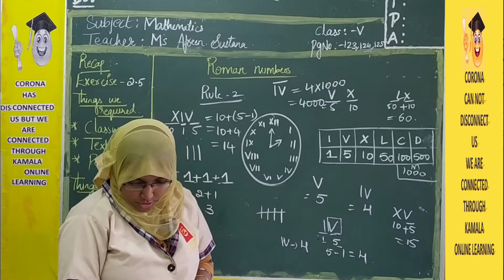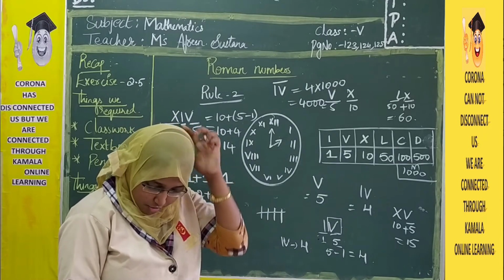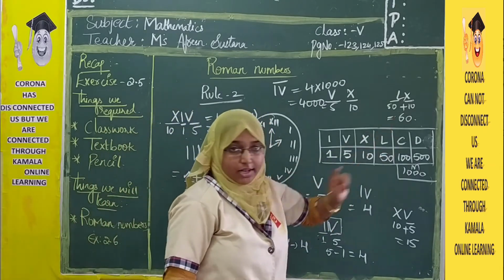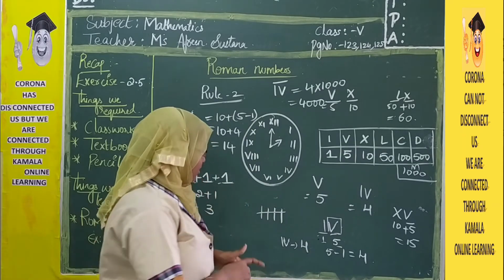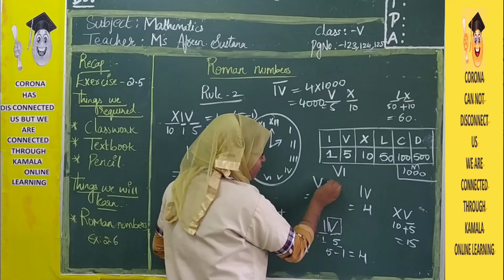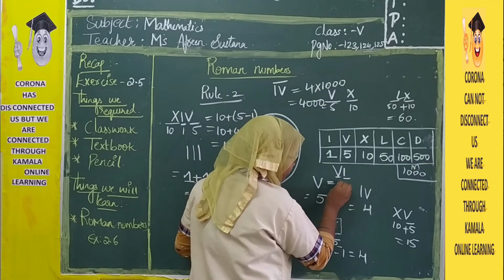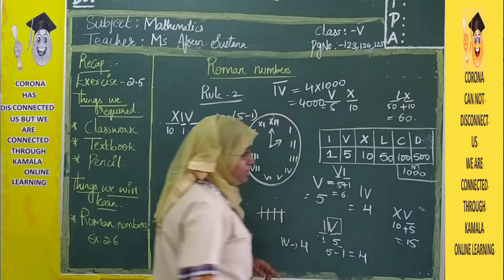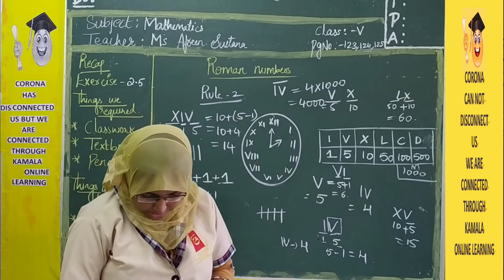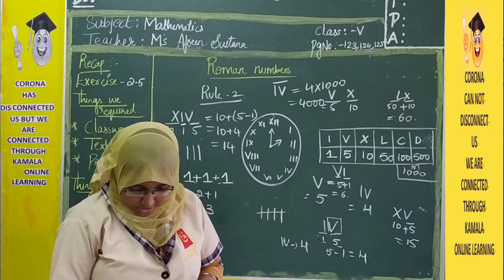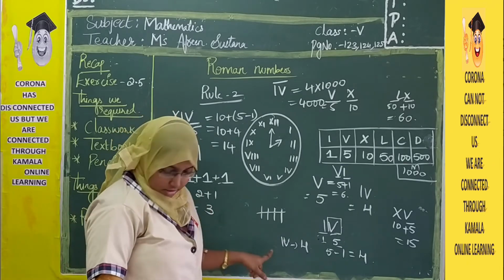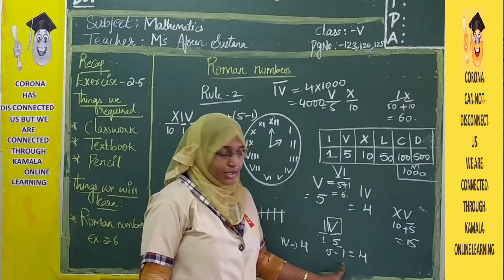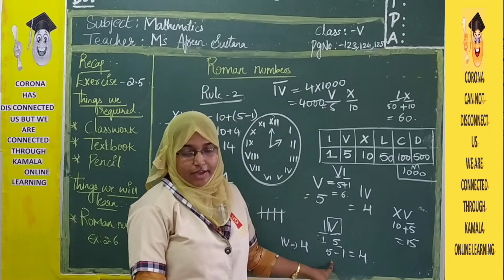See rule number 2, when a symbol of smaller value is written to the right of a symbol of greater value, the smaller value is added to the greater value. Right? See, if 6 they have given, yes, next year you will go to your 6th grade, where this is 5, this is 1. 1 is written on the right side. We said we will add, 5 plus 1 is 6. Yes? Next. When a symbol of smaller value is written to the left of a symbol of a greater value, the smaller is subtracted from the greater value.